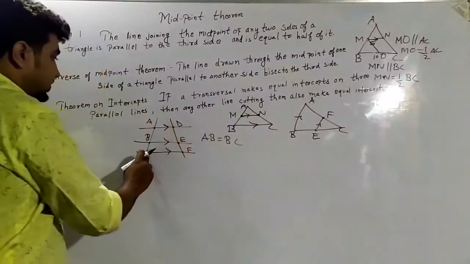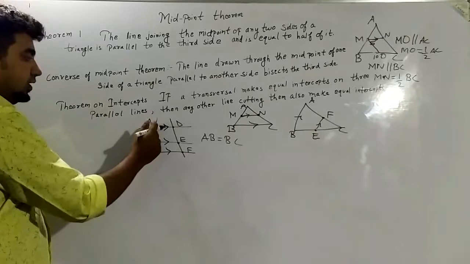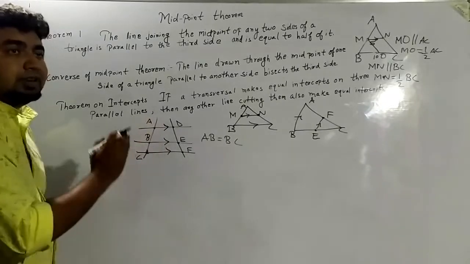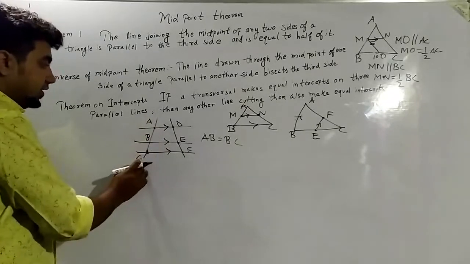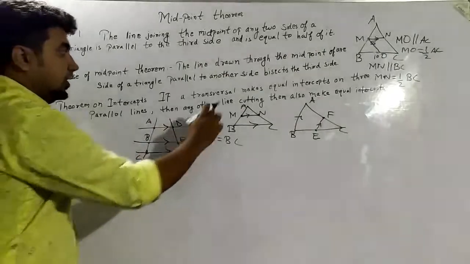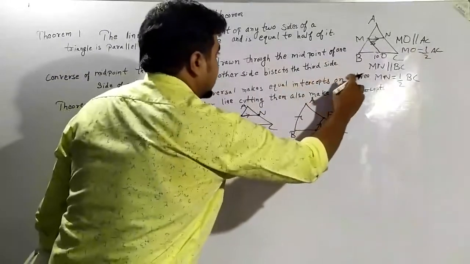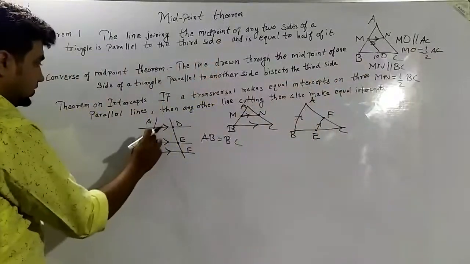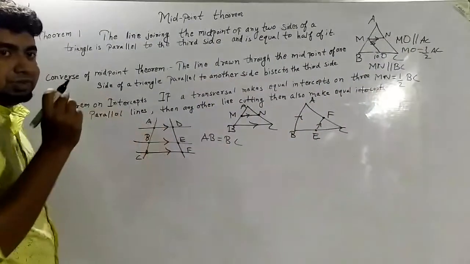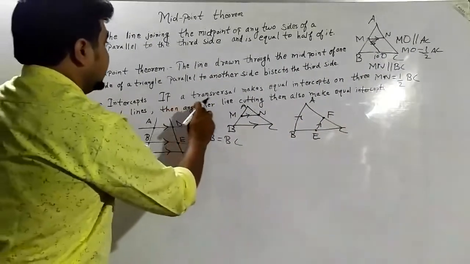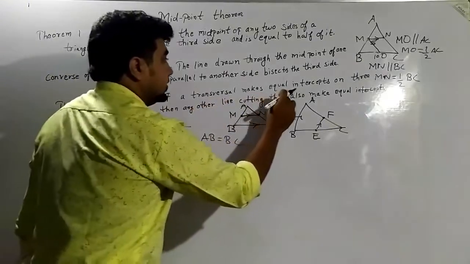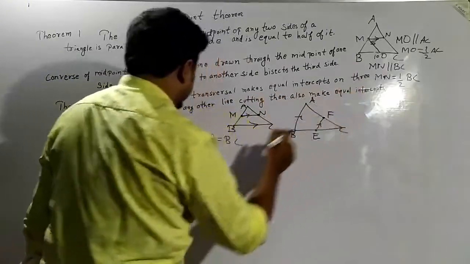the three parallel lines. The line which is cutting the parallel lines is known as transversal. This is a transversal, this is also a transversal. If a transversal makes equal intercept on three parallel lines, means AB is equal to BC, it is stating. So from here then any other line cutting them also makes equal intercept.